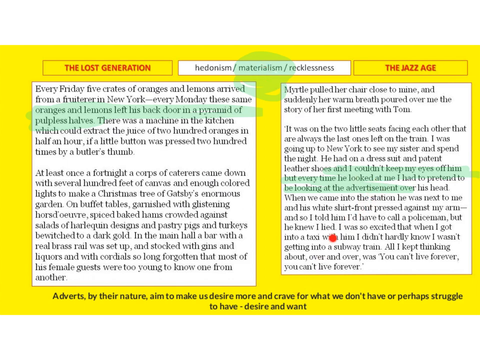Look at the recklessness down the bottom as well. She's a married woman. Morality is in decline in this lost generation. And as she recounts to Nick here, "All I kept thinking about over and over was, you can't live forever." You can't live forever. So there's that recklessness, there's that abandon, there's that to hell with it attitude, to take what you can in the now, because life is worth living to the utmost. So there's your hedonism and ways in which these characters absolutely form part of what Stein would call the lost generation, regardless of which social class you belong to.